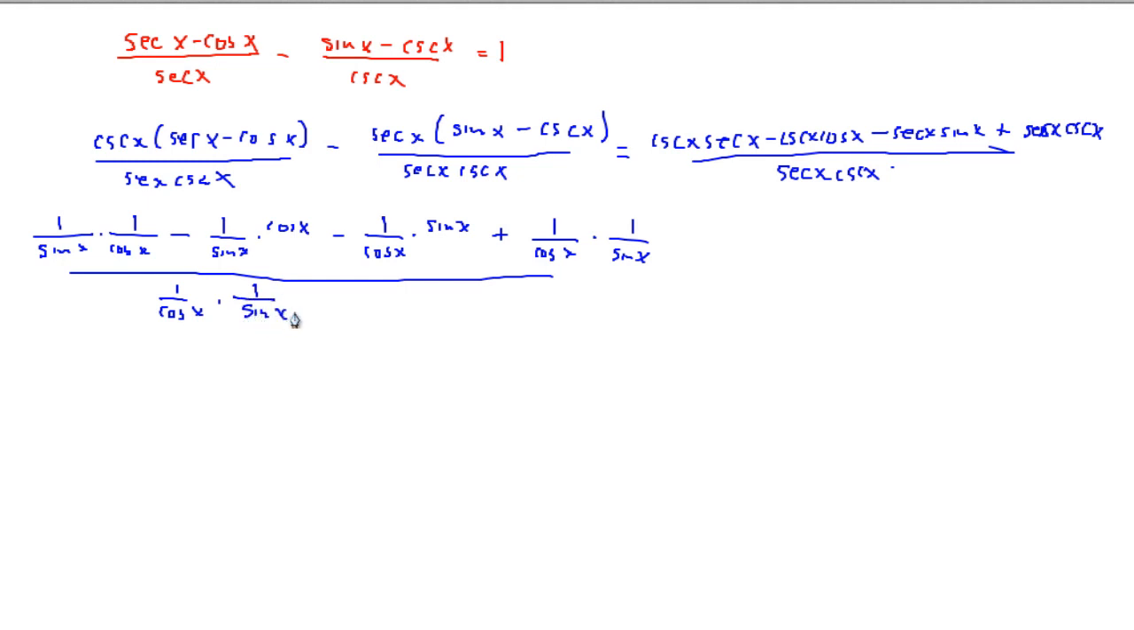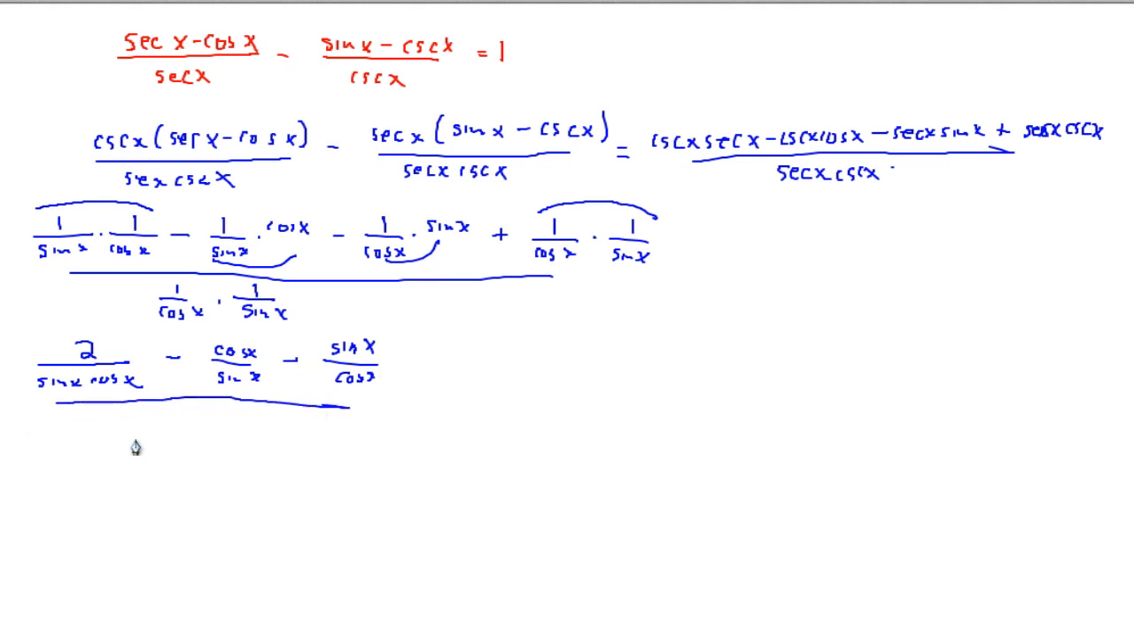sin of x. So now, as you can see, the 1 over sine cos and 1 over sine cos are the same. So there's 2 of those, so we'll group those together. That gives us 2 over sine of x cos of x, minus cos of x over sine of x, which is these two, minus sin of x over cos of x, which is that one, all over the common denominator of 1 over sine of x times cos of x.